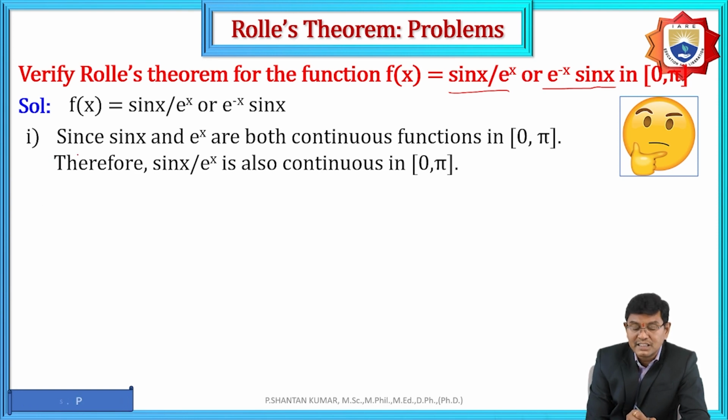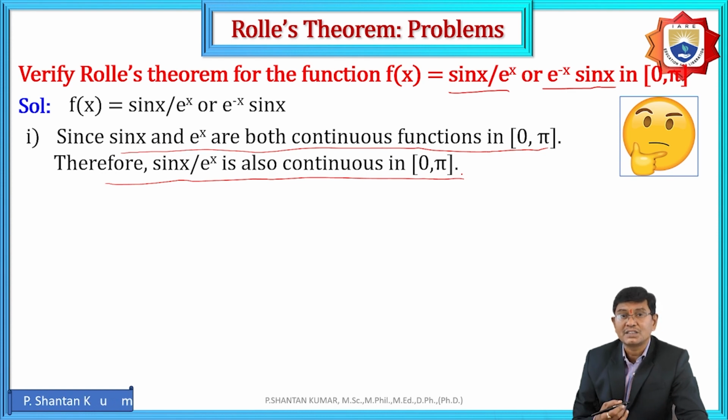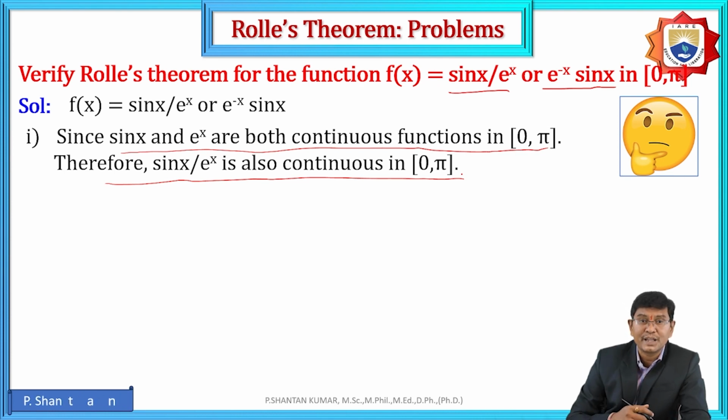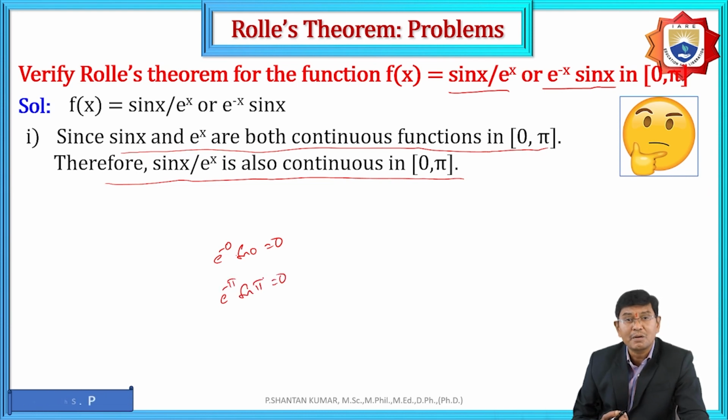That means since sin x and e power x are both continuous functions in 0 comma pi, therefore sin x into e power x is also a continuous function in 0 comma pi. And further, we need to understand, for example, at x is equal to 0, the function is e power minus 0 into sin 0. The value is nothing but 0 because sin 0 is equal to 0. And again, it is e power minus pi into sin pi, that is also 0. There is no term of infinity. Therefore, the function is clearly a continuous function. That is for understanding purpose.